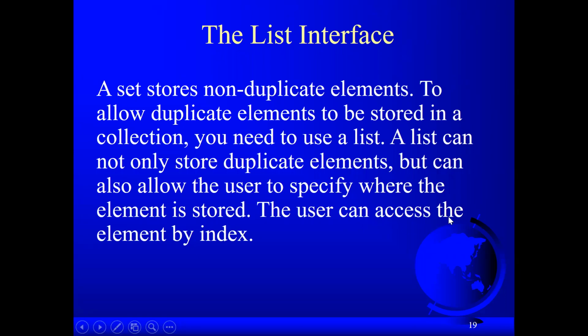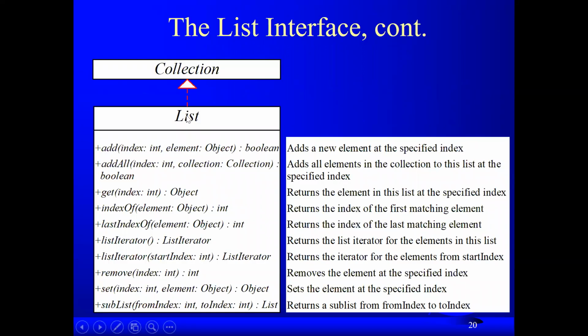And the user can access the elements by index. There is index support in list. Also, search is very easy and faster in list because it implements the RandomAccess interface. That's why, if there are 10 elements in my list and I want to search for a particular element, it gives faster performance. We'll see all these things. List is the one which implements the collection interface.